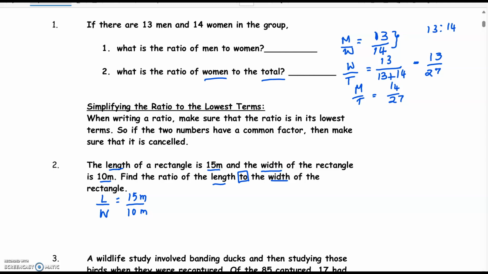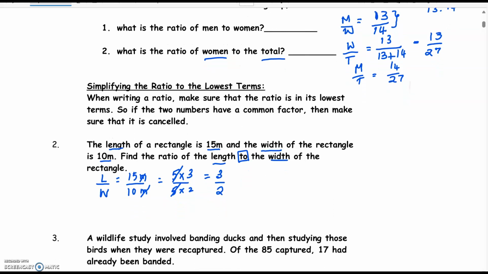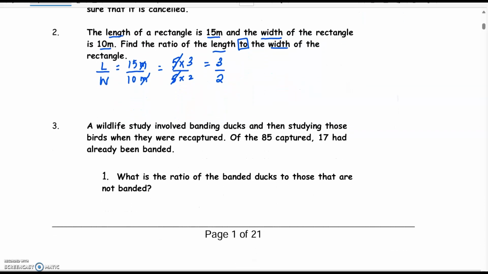Remember, we treat it just like a fraction. So the meters cancel. We write the fraction in the lowest terms. 5 times 3 is 15. 5 times 2 is 10, and we cancel the 5s. And it is 3 to 2. So length to width is 3 to 2. So we've reduced the ratio, which we've written as a fraction, to the lowest terms.